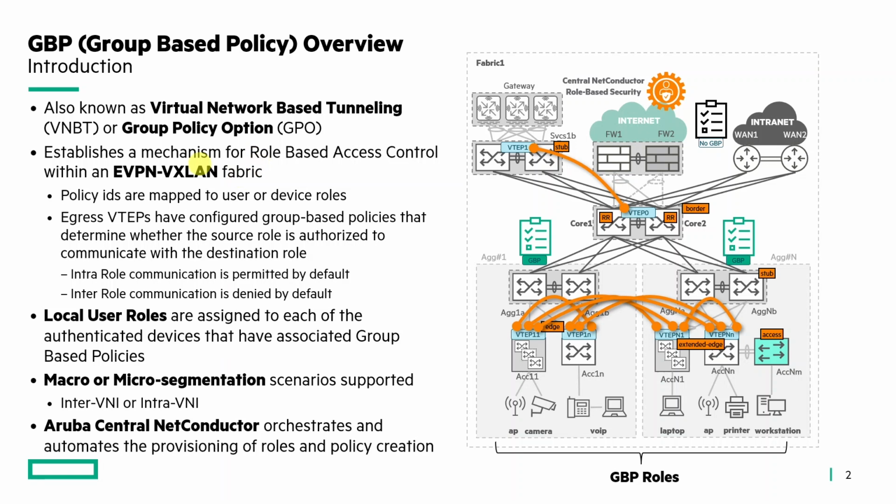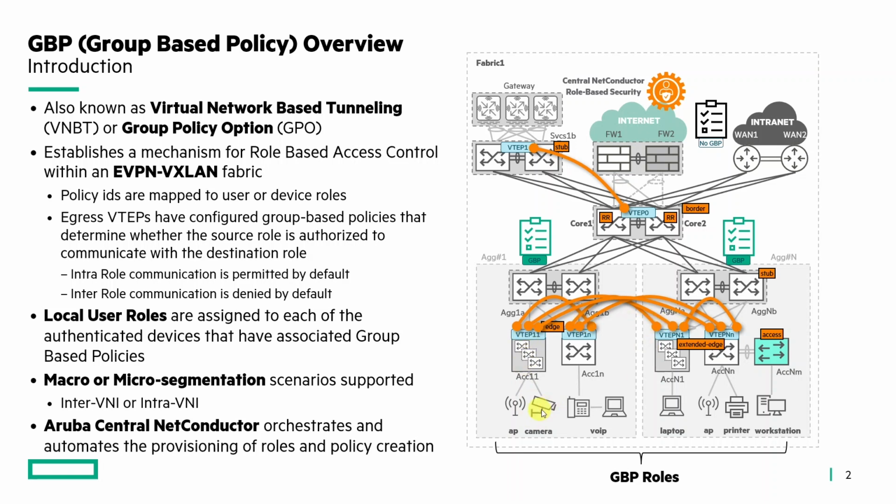As you can see, policy IDs are mapped to user or device roles, at the bottom of the diagram. The egress VTEPs have configured group-based policies that determine whether the source role is authorized to communicate with the destination role. These are each of the egress VTEPs. The group-based policy ID is injected at the ingress VTEP, and then it's enforced at the egress VTEP.